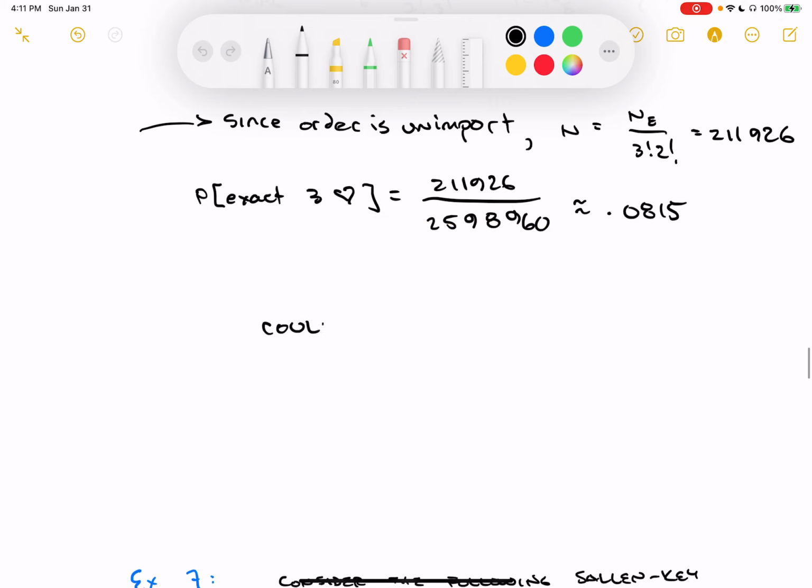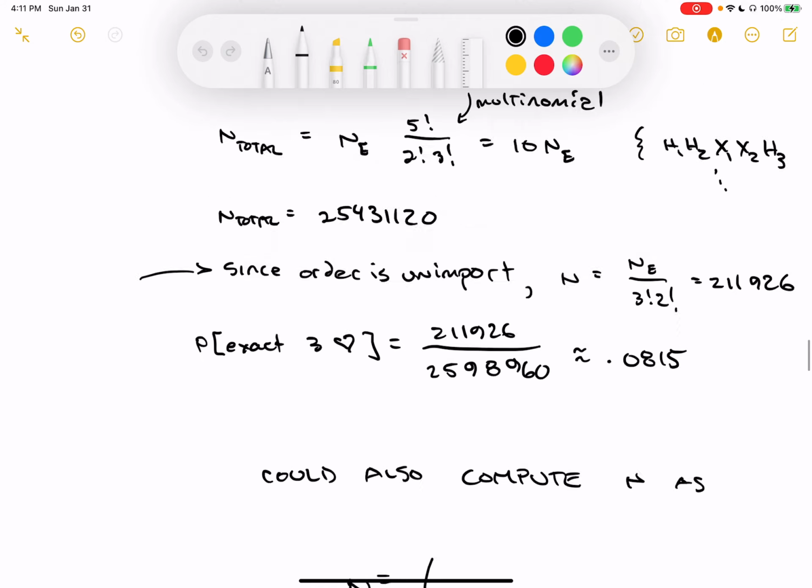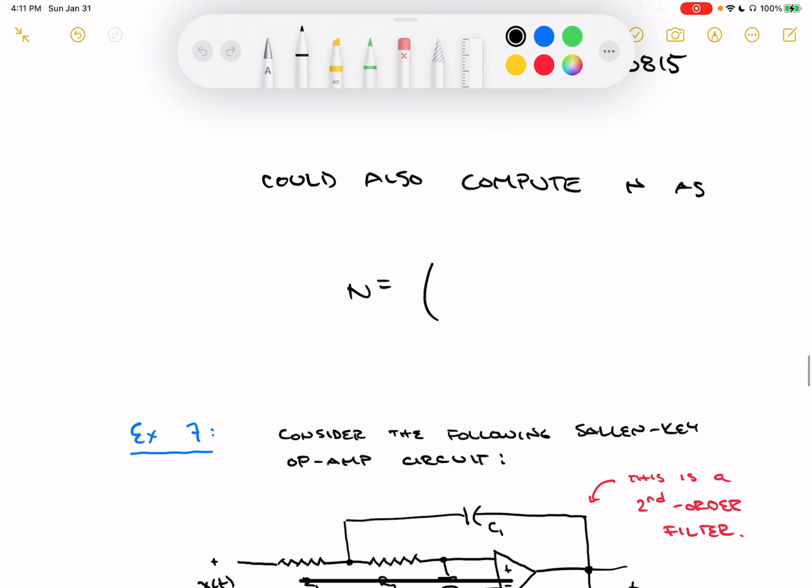Could also compute n as n equaling what? I have 13 hearts, and I need to choose 3 of them, right? And then I have 39 non-hearts, and I need to choose 2. So I could have just done this with combinations.